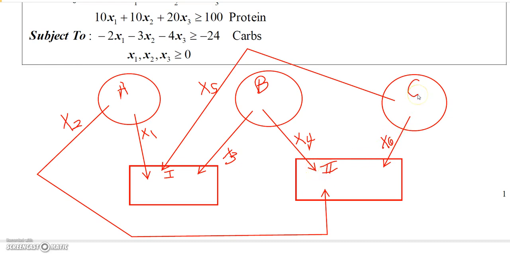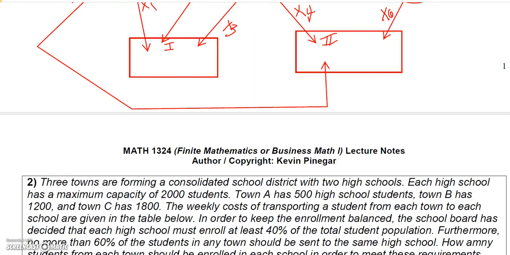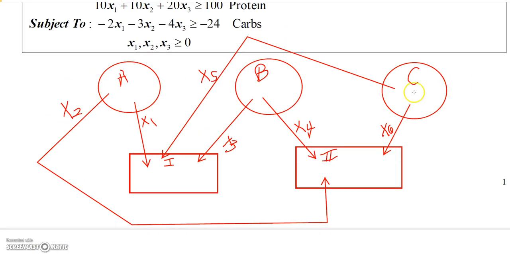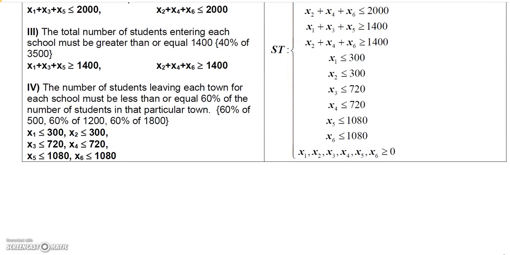And then for town C, get 60% of 1,500, or let's see, is it 1,500? Oh no, 1,800. So 60% of 1,800 must be 1,080. So the number of students that go from town C to school 1 must be less than or equal to 1,080, and the number of students that go from town C to school 2 must be less than or equal to 1,080.